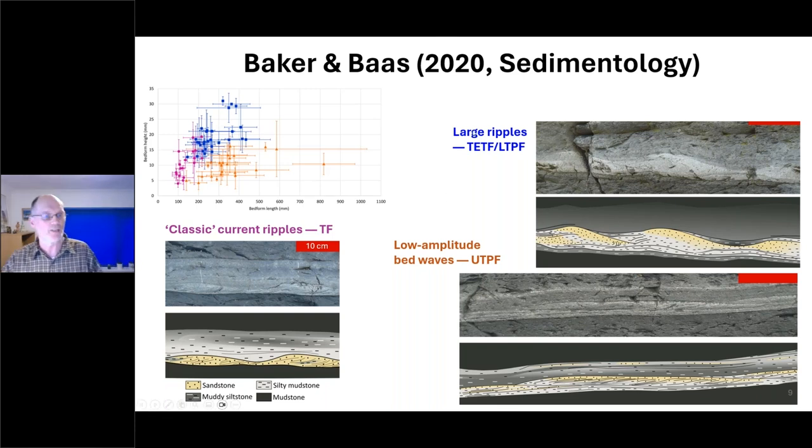But she also found larger ripples, which are larger in height and larger in length than the sandy ripples, and they are associated with turbulence enhanced transitional flow and lower transitional plug flow. And then she also found low amplitude bed waves, which she linked to upper transitional plug flow. So flows with different clay content, really.